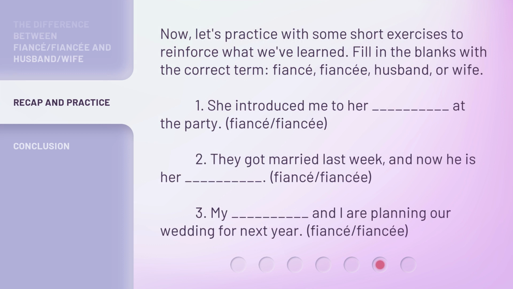Now, let's practice with some short exercises to reinforce what we've learned. Fill in the blanks with the correct term: fiancé, fiancée, husband, or wife. 1. She introduced me to her blank at the party. Fiancé, fiancée. 2. They got married last week, and now he is her blank. Fiancé, fiancée. 3. My blank and I are planning our wedding for next year. Fiancé, fiancée.